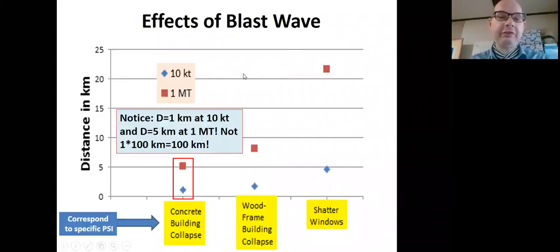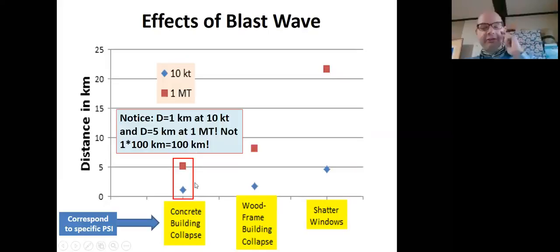So here I'm showing the effects of a blast wave, the distance in kilometers from the hypocenter where the explosion happened, for which you would get concrete buildings collapsing or wood frame buildings collapsing or windows shattering. These all correspond to very specific pressures or PSI. So here what you see is that for a 10 kiloton explosion, at a distance of about 1 kilometer away, you would have concrete buildings collapsing. Whereas for a 1 megaton, which is 100 times more, it's more like 5 kilometers.